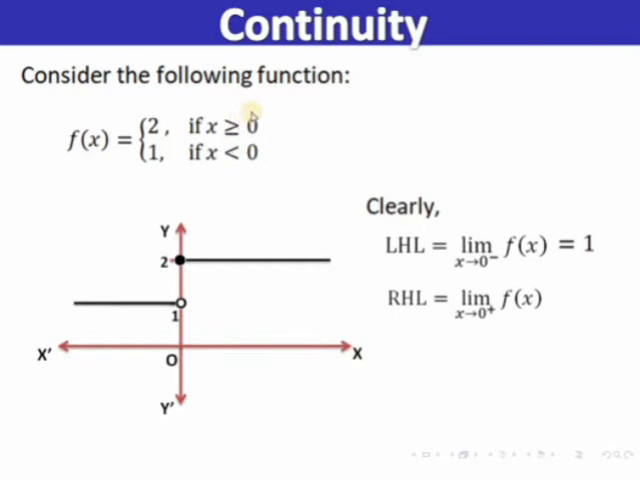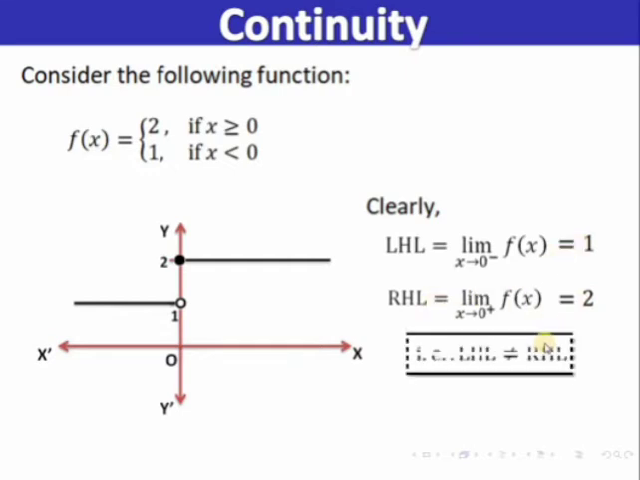And whenever x is greater than 0, the value of function becomes 2. So that's why your right hand limit turns out to be 2. Left hand limit is 1, right hand limit is 2. Clearly they are not equal, isn't it? So a very important thing that we can derive from this is the function will not be continuous if the left hand limit and right hand limit are not equal to each other.